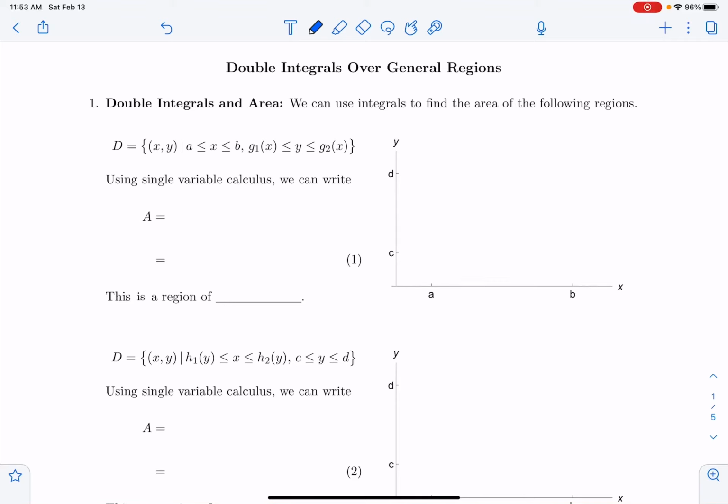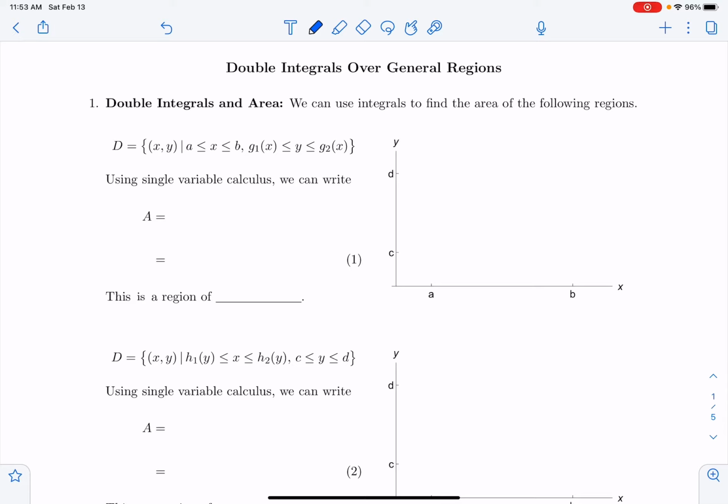In the previous video, we looked at computing double integrals over rectangular regions. Now we would like to look at double integrals over more general regions in the plane. So we're going to start by looking at computing integrals to find area of certain types of regions.